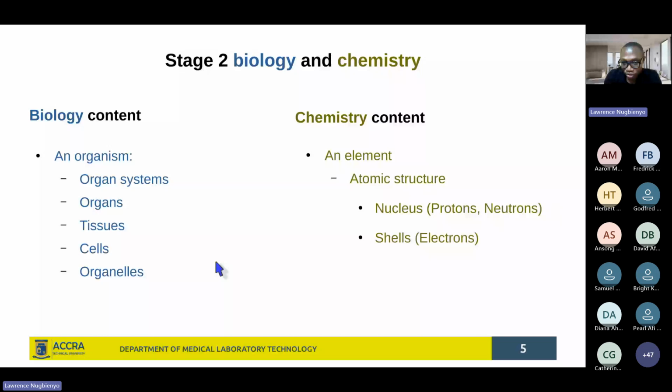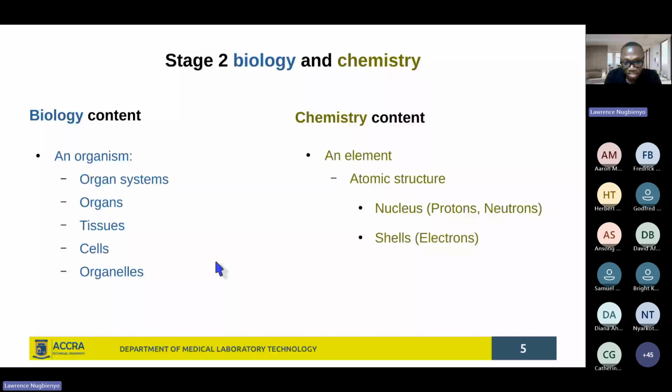That's at that stage. In chemistry, now you take an element. You say, what's the element made up of? It's made up of atoms. And so you take a look at the structure of the atom. Say it's made up of the nucleus, which consists of protons, positive particles, and neutrons, which are neutral, and shells that have electrons, negatively charged particles. You study that. That's the atom at that stage.